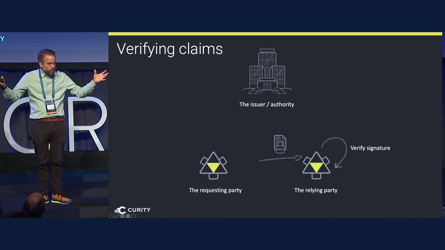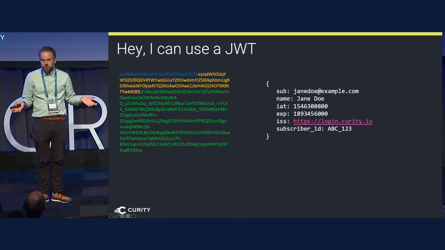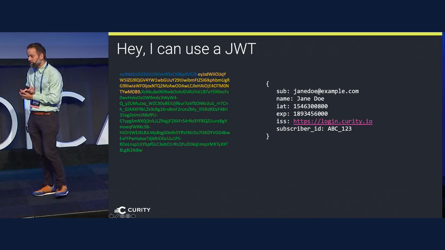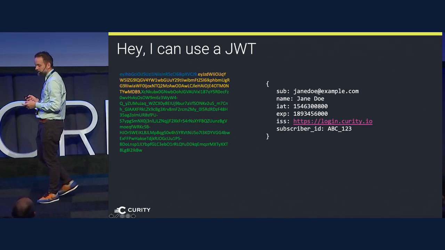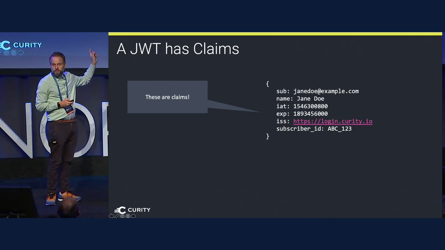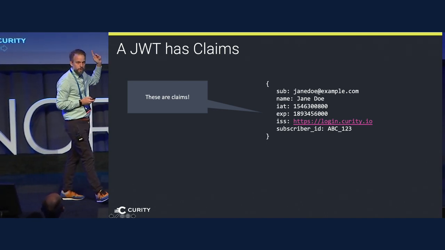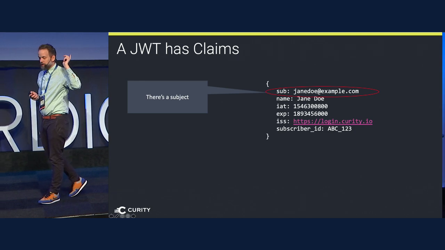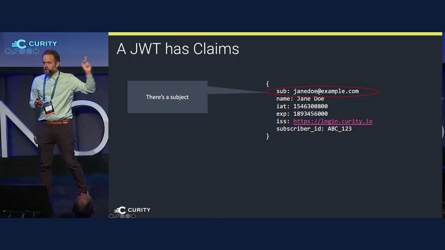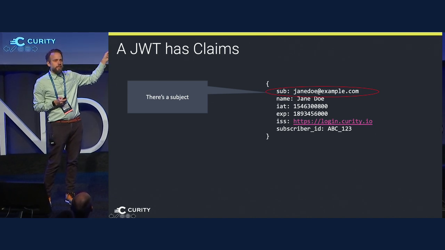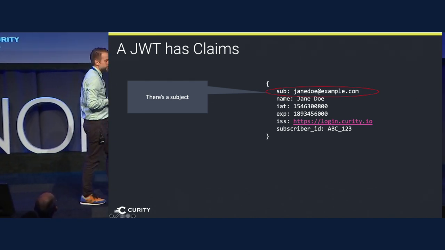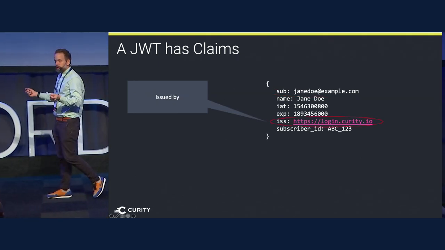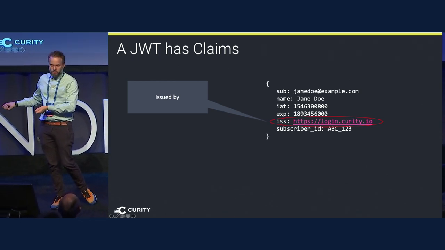A lot of light bulbs go off now, right? You're like, I can use a JWT. That's exactly what a JWT is. It's a signed piece of data. And if you start looking at a JWT, you can see there are claims in there. All of the attributes there, almost, are claims. There's a subject in there. Sub. That's a subject. So everything in this token says something about Jane Doe at example.com. It says that the name is Jane Doe. It says that the subscriber ID is ABC123. And it's issued by login.curity.io. So there's an authority. There's an issuer.